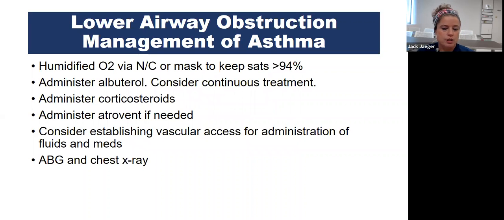Lower airway management for asthma specifically is humidified oxygen via nasal cannula or mask to keep the SATs greater than 94. Administer albuterol, you could consider a continuous treatment. Administer corticosteroids. Administer Atrovent, a little longer acting.